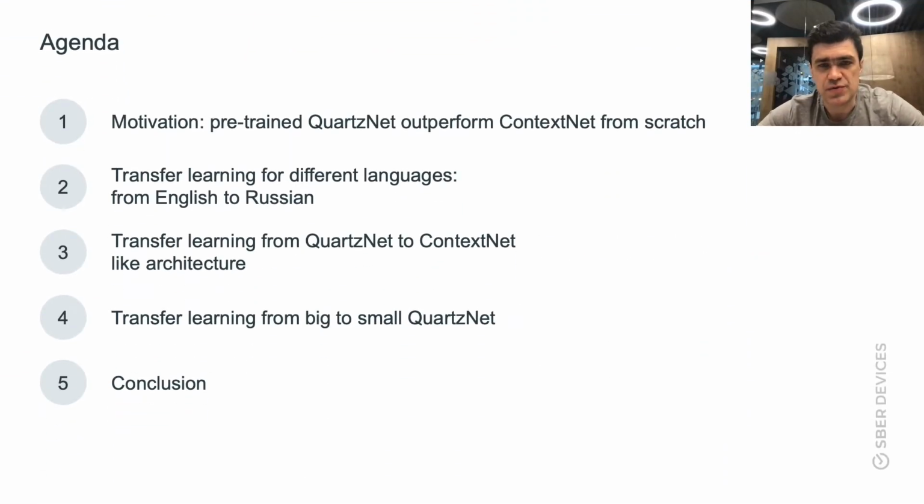My agenda is following. First, I will start from motivation, a comparison of pre-trained QuartzNet and ContextNet from scratch. Second, I will show how transfer learning works for different languages from English to Russian. Third, I will talk about experiments in transfer learning from QuartzNet to ContextNet-like architecture. Fourth, I will present transfer learning from big to small QuartzNet.